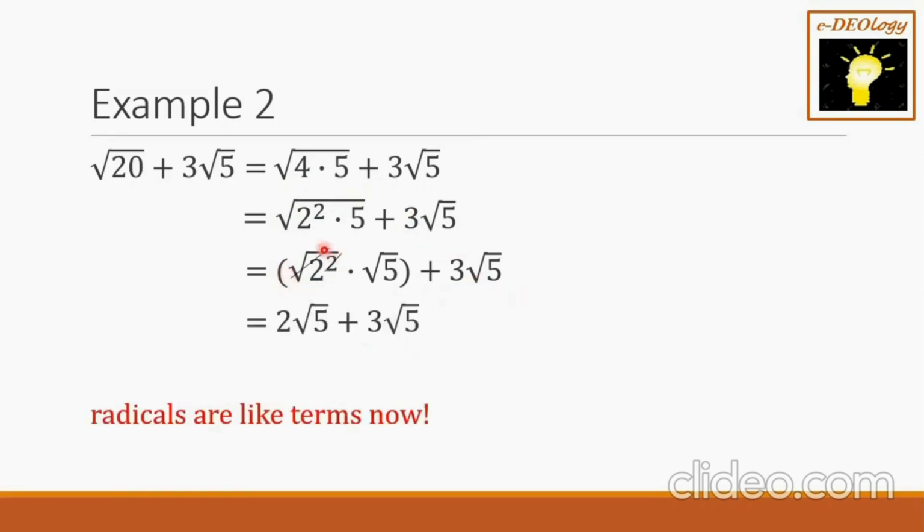Next, we are going to cancel the radical sign and the power 2. Only the number 2 comes down here to be multiplied to this square root of 5. Then we'll just copy this 3 square root of 5 down here. Now we were able to simplify this square root of 20. It now becomes 2 square root of 5. So we can see that they are like terms now.